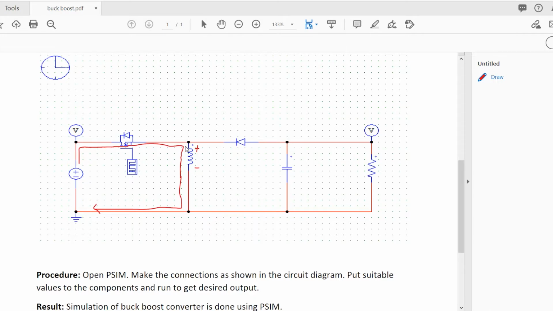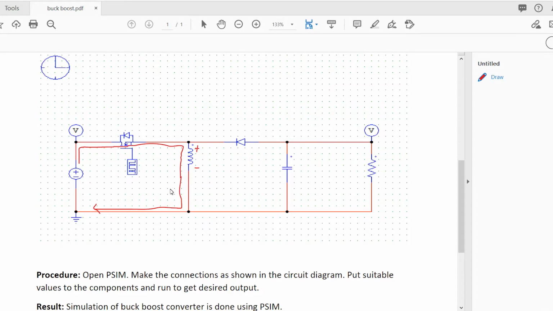So there is no current flow through the diode. At the first instance, the current will flow from the supply to the inductor, then back to the source. At this instant, there won't be any output voltage. Okay, this will be the first instance.